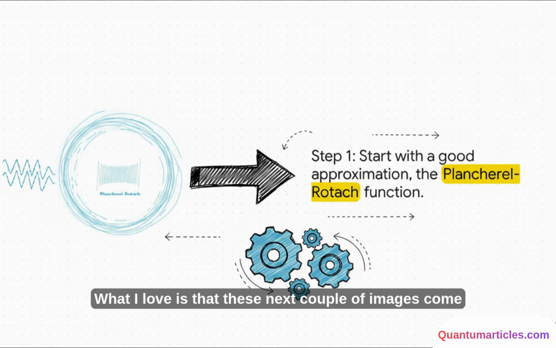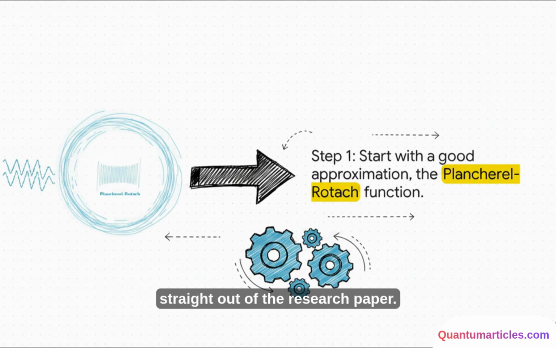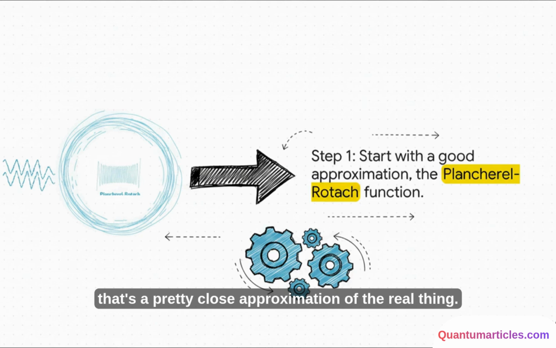What I love is that these next couple of images come straight out of the research paper. So we're seeing exactly how they did it. Step 1, you start with a good enough guess. They use this known mathematical function that's a pretty close approximation of the real thing. It's not perfect, but hey, it's a solid, easy-to-create starting point.